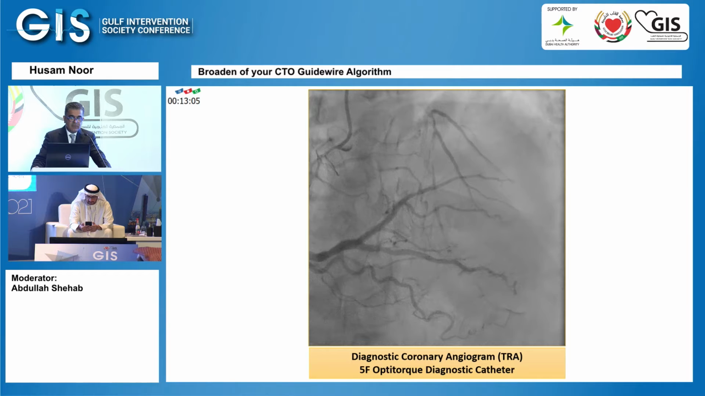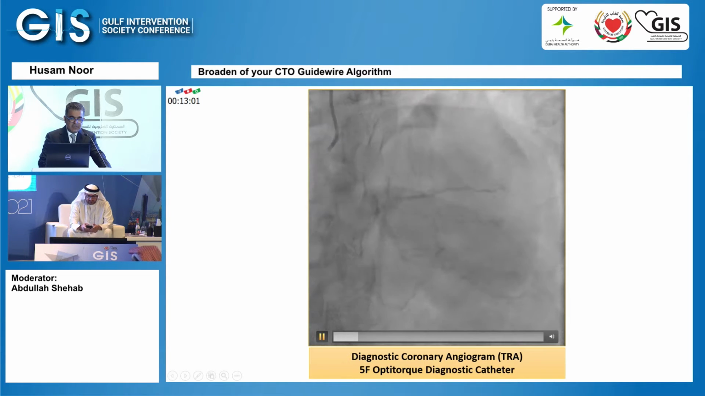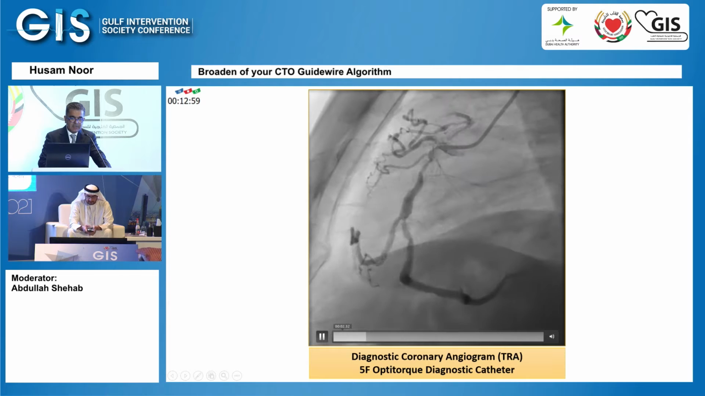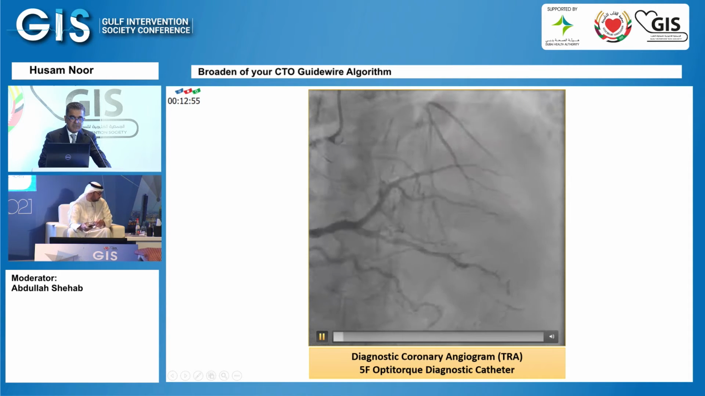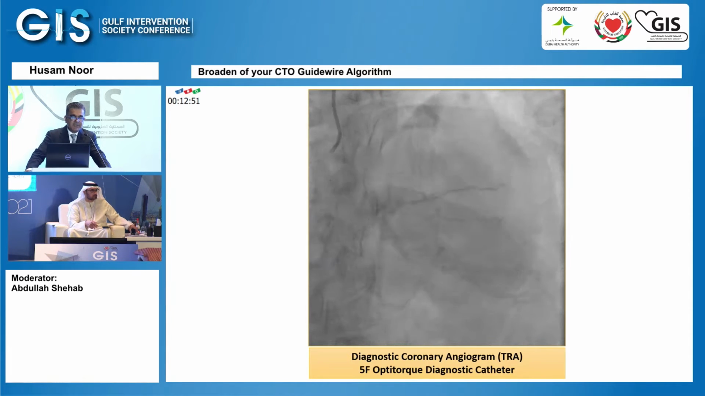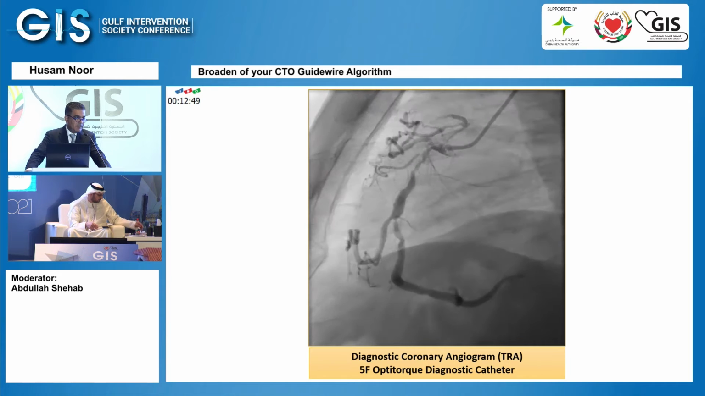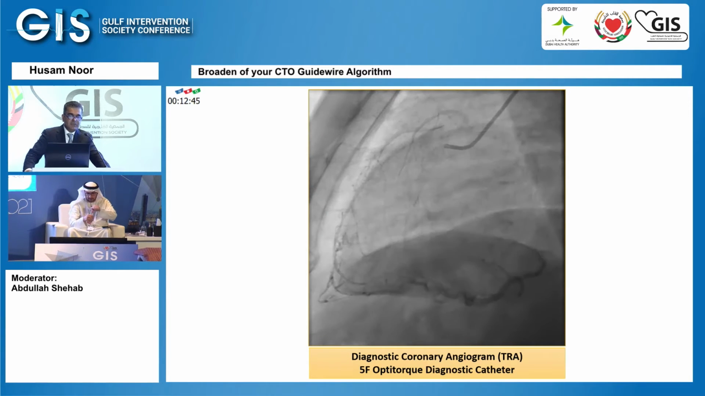I'll share with you, I can't see my mouse, sorry. So this is the angiogram. I think when we talk about CTOs, one thing we always, we'll come to that. This is the initial angiogram that we did, and you can see there's a significant RCA lesion. This was the presenting culprit, a heavily calcified lesion.